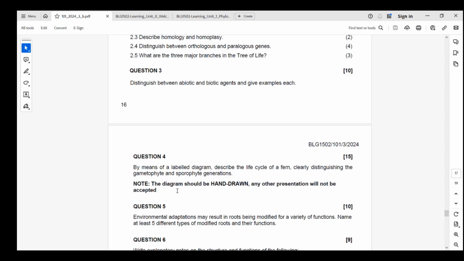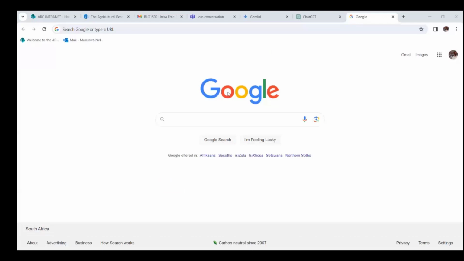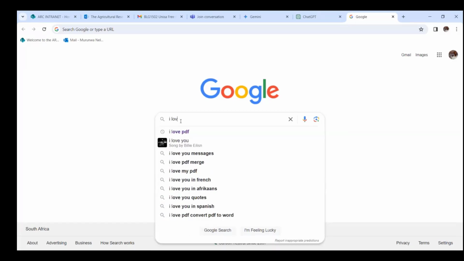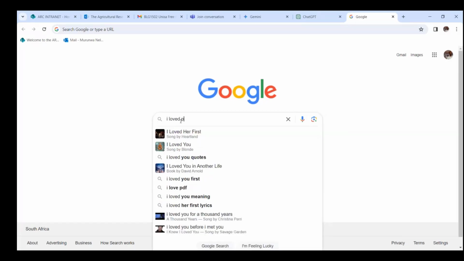I'm sure they want you to save it in a Word document or in PDF, and then you submit it like that. I'm not sure if you are getting me. Draw your diagram. After you draw your diagram, you're going to go to your website. Draw on the paper, scan whatever you've drawn, and then come here and go to "I Love PDF."